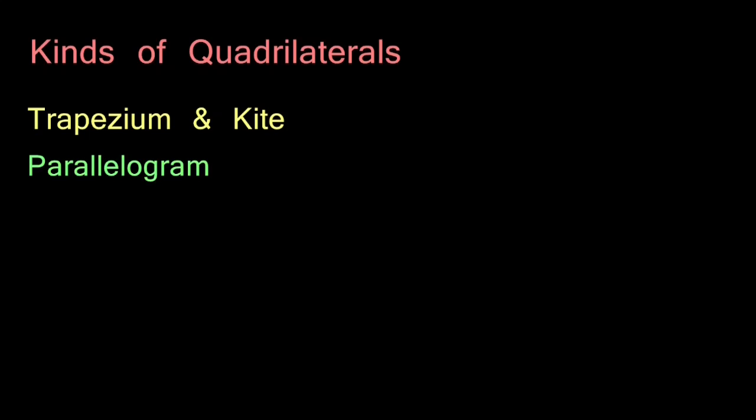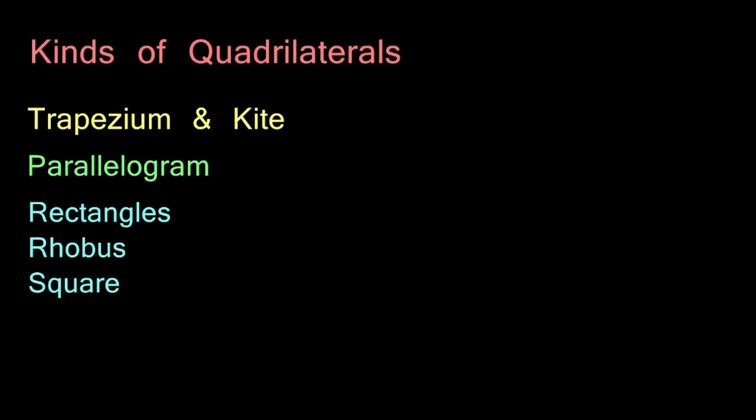In this video, we will discuss kinds of quadrilaterals, in which first we will discuss trapezium and kite, then the parallelograms and the special type of parallelograms, rectangles, rhombus, and square. We will also discuss properties of these quadrilaterals.